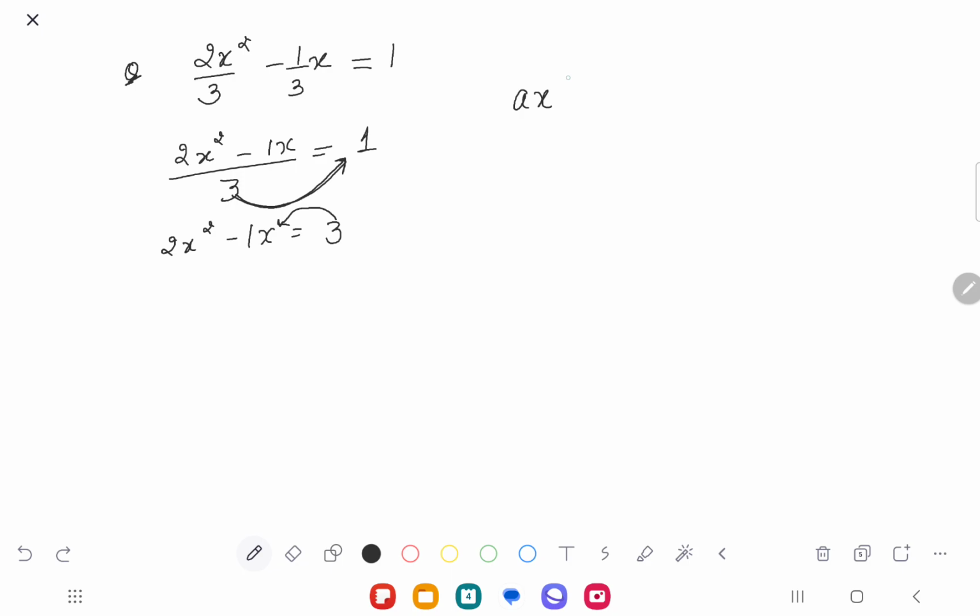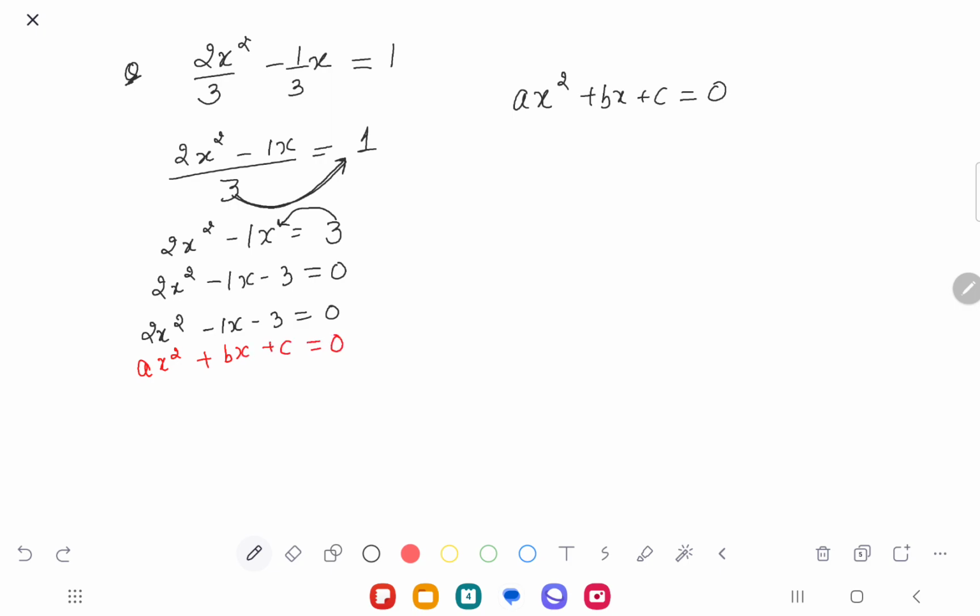Because how is my general quadratic equation? My general quadratic equation says that you need to have 0 on one side. So my equation shall be 2x square minus 1x minus 3 shall be 0. So what do you think we'll have? I'm going to compare it with my general quadratic equation. It shall be ax square plus bx plus c shall be 0. So a would be equal to 2, b would be equal to minus 1, and c would be equal to minus 3. Are you understanding?